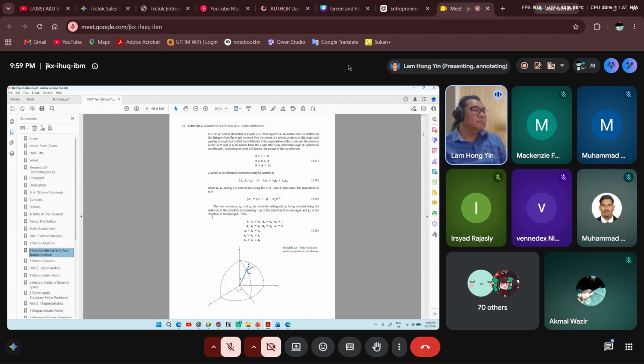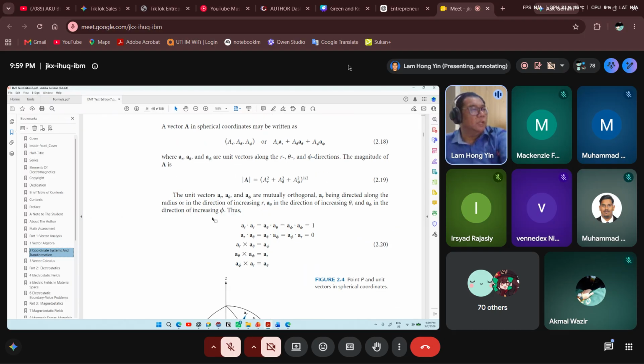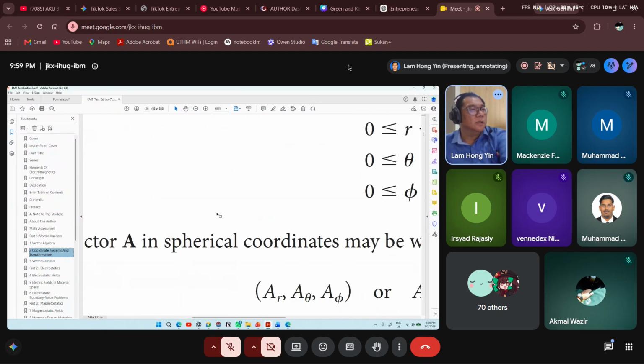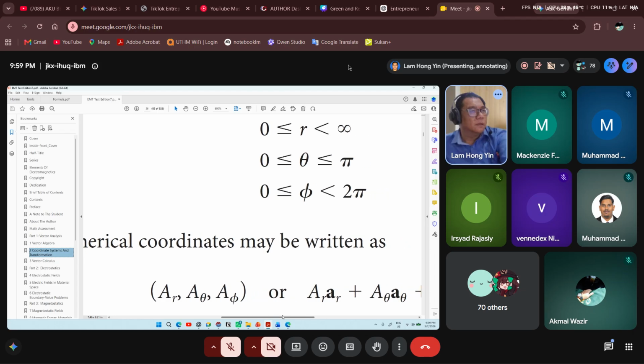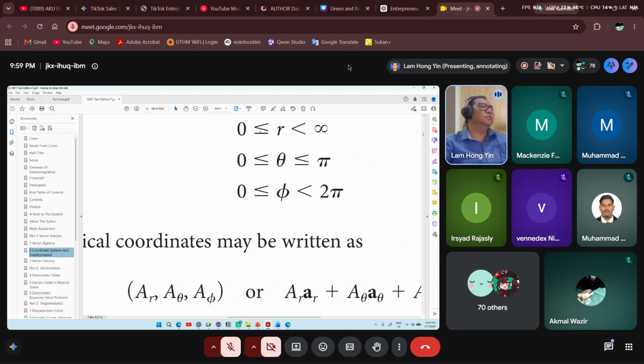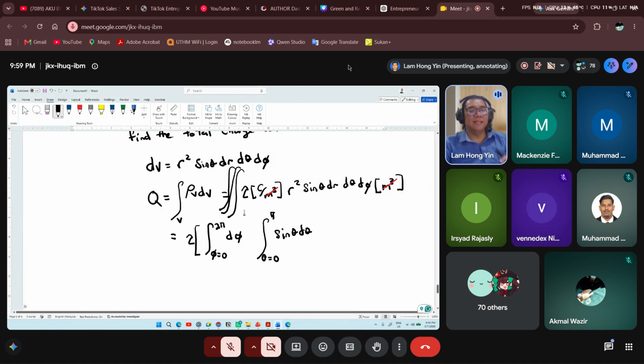In the coordinate systems over here, you already know that r is from 0 to infinity, theta is from 0 to pi, and phi is from 0 to 2 pi, right? But this is for the complete spherical. Since our question mentions nothing about the shape of the spherical, we assume the spherical shape is complete. That's why we integrate from 0 to pi.